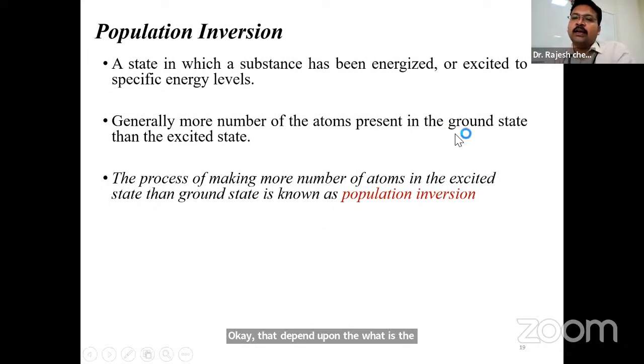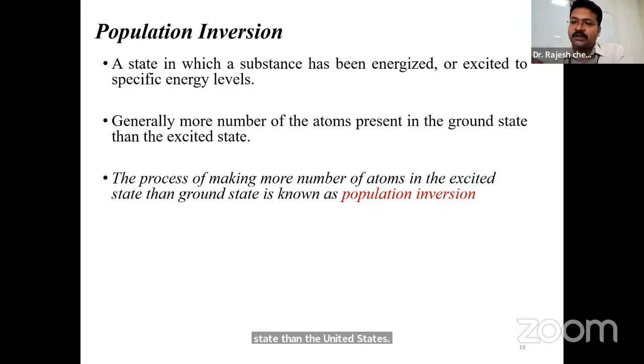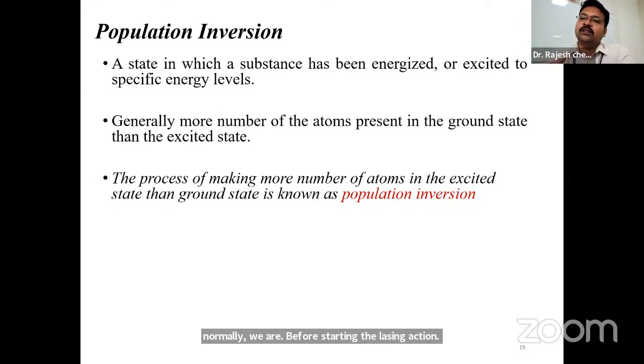Generally, more atoms are present in the ground state than the excited state. Normally, before starting the lasing action, all atoms will be in the ground state. Once we switch on the laser, what will happen? One photon can interact with the ground state electron, it will get excited and come down and produce more photons. The process will continue and we'll get the full lasing action. After that only we'll get the laser from the outlet.